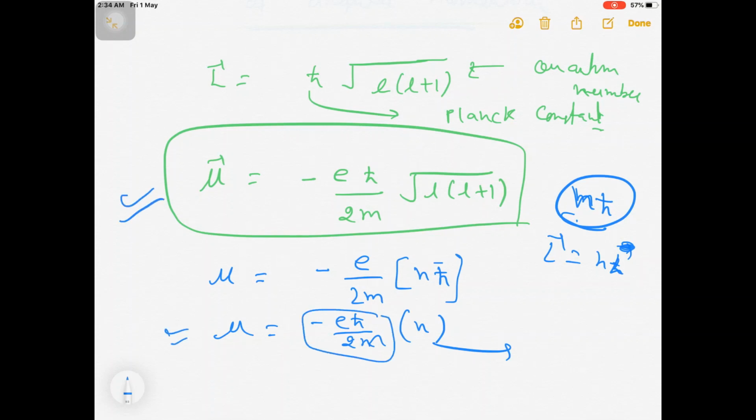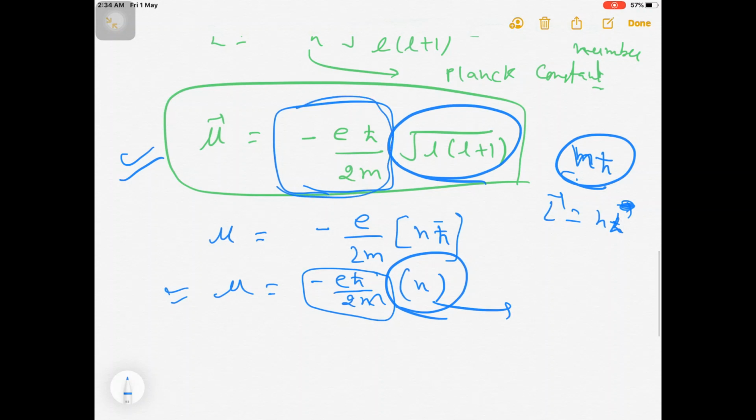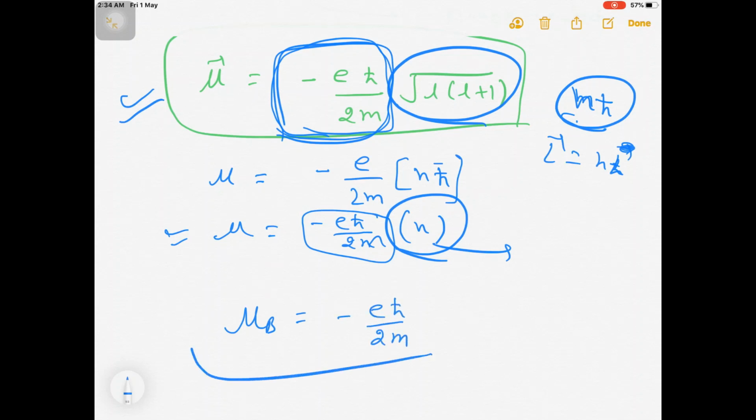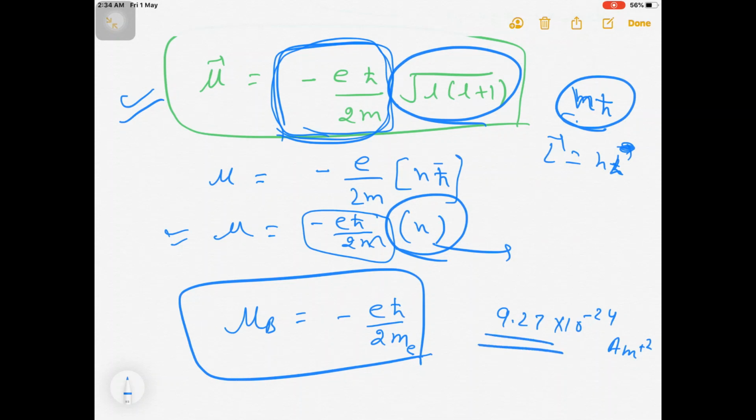This quantity is called the Bohr magneton, and this quantity is dimensionless in terms of n. So basically this has the dimension of magnetic moment, and this is the quanta of magnetic moment, you can call it a quanta. So this is called the Bohr magneton, and it is denoted by mu b, and this is nothing but minus E h cut by 2m. And by putting the values of E, h cut and m, here m is the mass of the electron, you can obtain the value of the Bohr magneton, okay. And the value of the Bohr magneton is 9.27 into 10 raised to the power minus 24 ampere into meter square, okay. You can easily calculate it, okay.